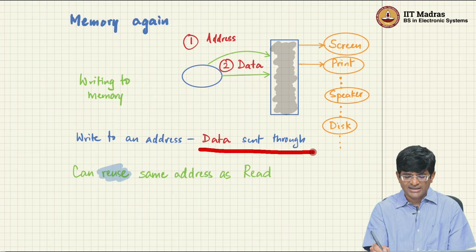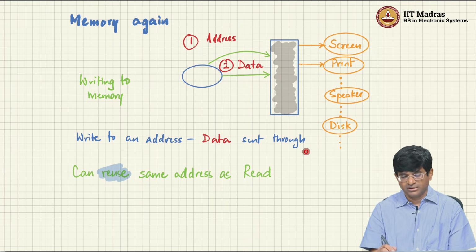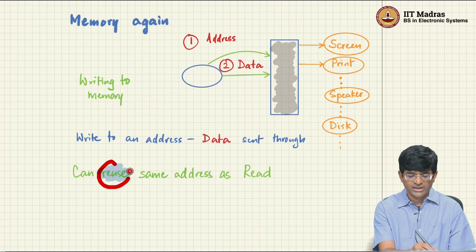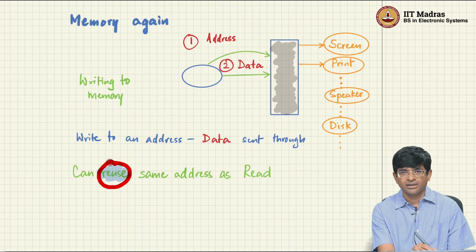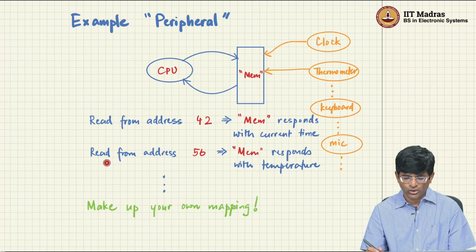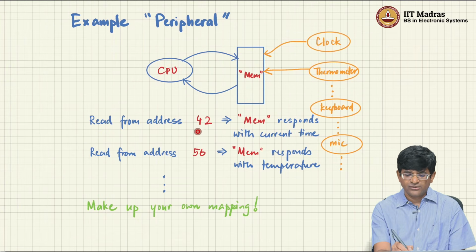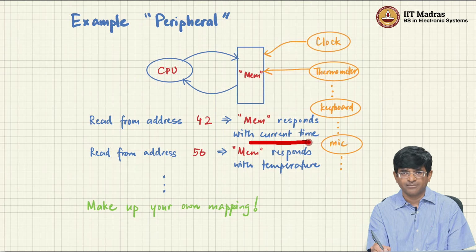And this data basically gets sent through. In fact, the interesting thing over here is we can even reuse the same address as what we used for reading, because remember that if you go back and look at this, when I read from address number 42, right, it doesn't really tell me that this number, it just gives me back the current time.